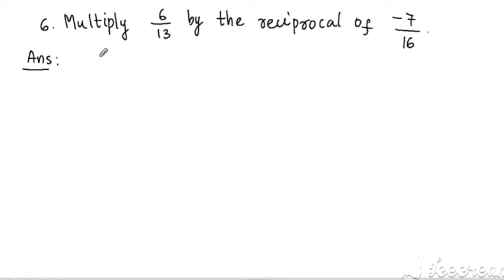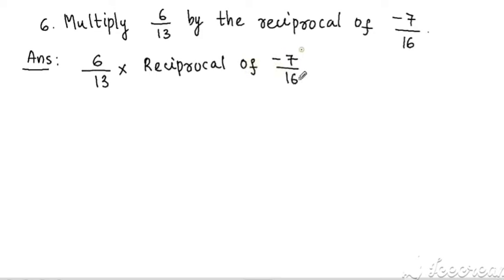Now we can move on to the sixth problem. Multiply 6 by 13 by the reciprocal of negative 7 by 16. So here you have to find 6 by 13 times the reciprocal of negative 7 by 16. Reciprocal means you have to interchange the numerator and denominator, so that is equal to 6 by 13 multiplied by 16 by negative 7.